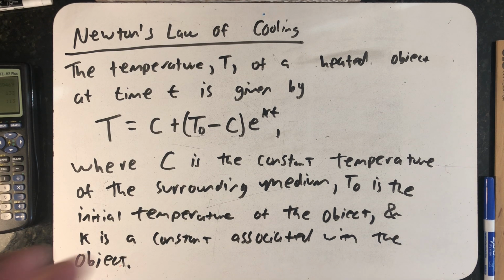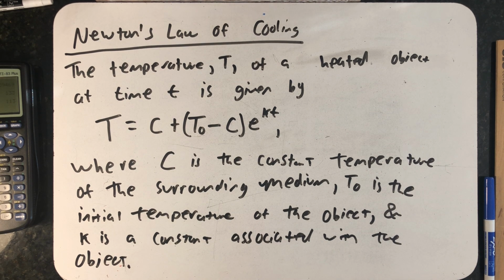So imagine taking a pizza out of an oven and putting it on top of the oven to cool down. The medium is the air in the room. We're going to assume that's a constant temperature. If you take a hot cup of coffee and stick it in the refrigerator to cool it down quickly, the medium is the air in the refrigerator. Or if you take a hot frying pan and put it in the sink, the medium is the water in the sink.